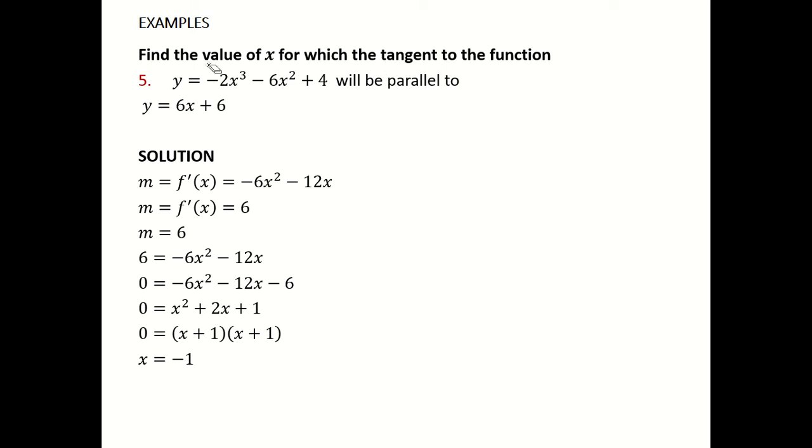Please note that I'm going to repeat what I've just said. The gradient of the tangent will be 6 because the tangent and this line are parallel. Remember, when lines are parallel, they'll have equal gradients. So the gradient of the tangent will also be equal to 6. Remember, 6 is simply your gradient, which is the coefficient of x. So 6 is actually your m when we look at the straight line equation.